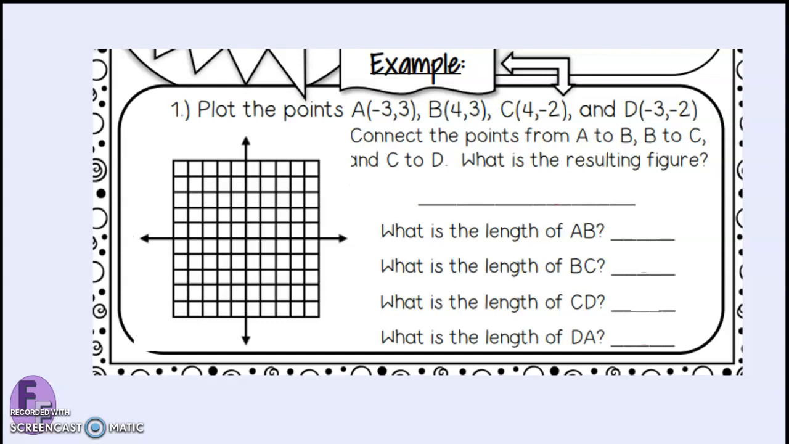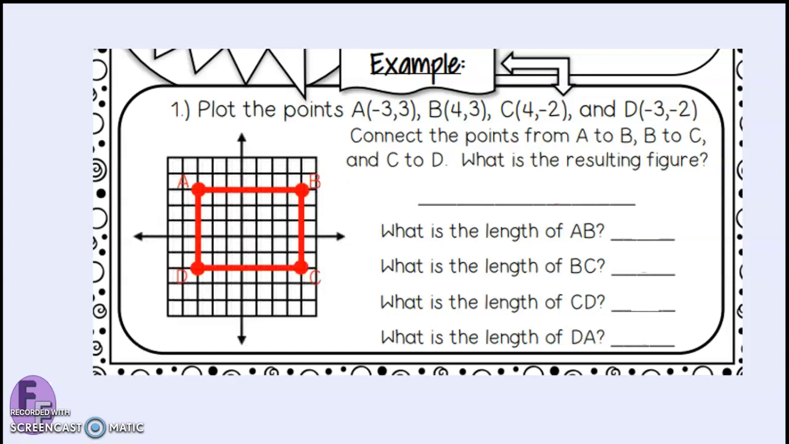Plot the points and then connect the points. Point A is over to the left 3 and up 3. Point B is to the right 4 and up 3. Point C is to the right 4 and down 2. And point D is to the left 3 and down 2.